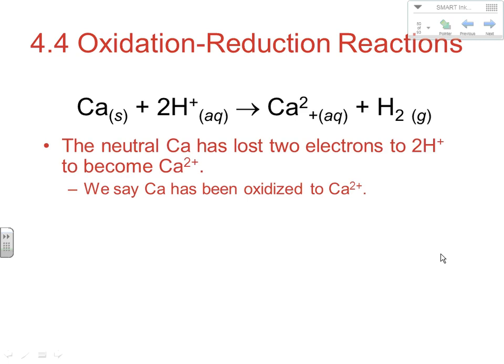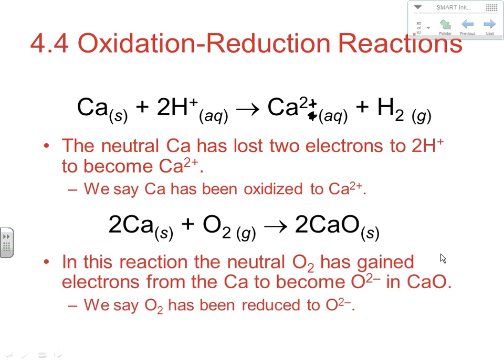Now, in this particular reaction, the neutral calcium has lost 2 electrons to 2H+ when it becomes Ca2+. We had neutral calcium. It's becoming Ca2+. Oops, there's a little typo there. That plus should be right there. So what's happening is Ca is becoming Ca2+. Well, the only way your charge goes up is if you're losing negative things. So we say that calcium has been oxidized to become Ca2+. So Ca was oxidized.